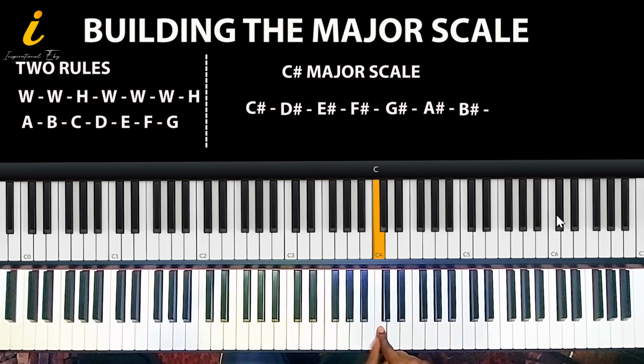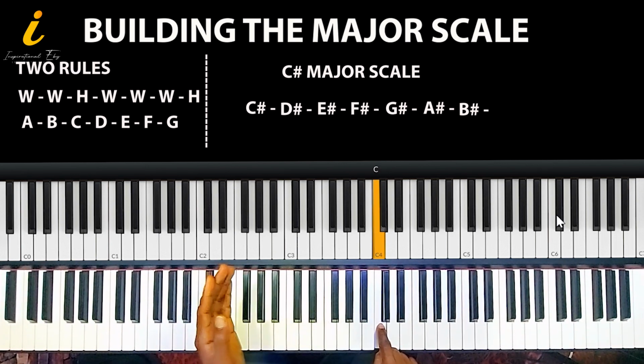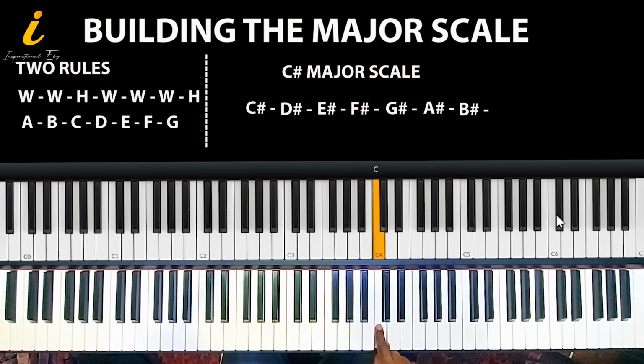B sharp. Even though we know this as C, the natural name, it can also be called B sharp. And we're using B sharp because the next letter after A is B. And the last interval is a half step, and after B is C. So this is called C sharp. So in the C sharp major scale, we have C sharp, D sharp, E sharp, F sharp, G sharp, A sharp, B sharp, C sharp, right?